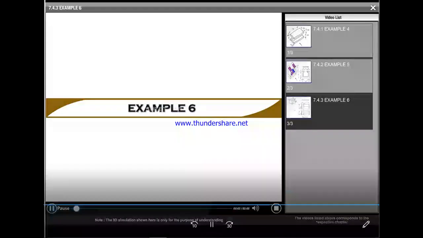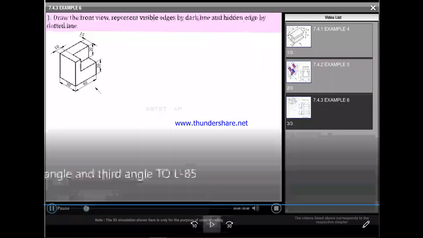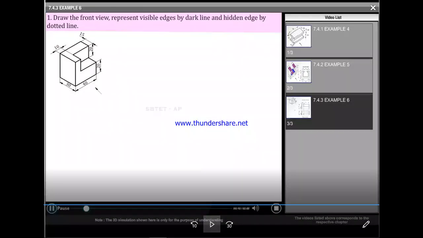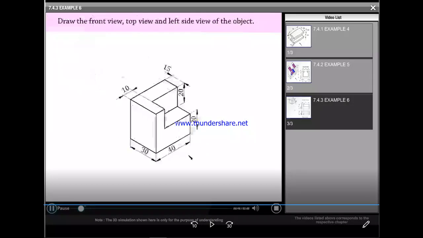Example 6. In this problem, we need to draw the front view, top view, and left side view of the object. Note down first the question figure. This is example 6. Draw the front view, top view, and left side view of the object. Note down this one along with the measurements.